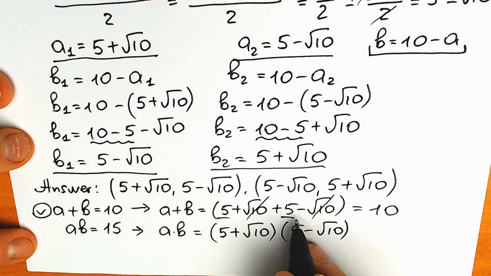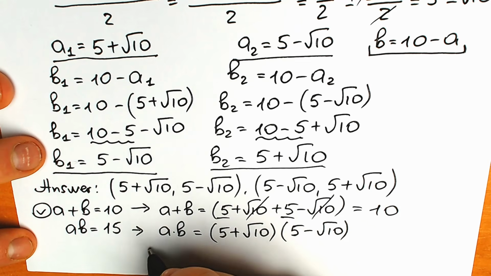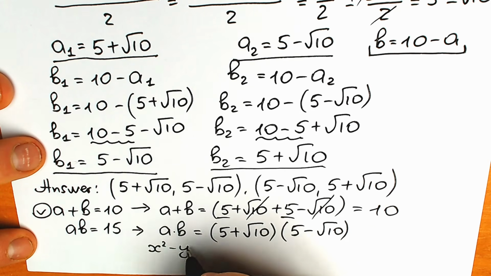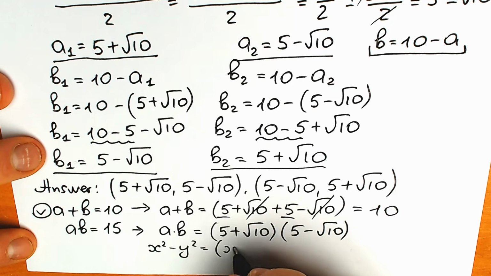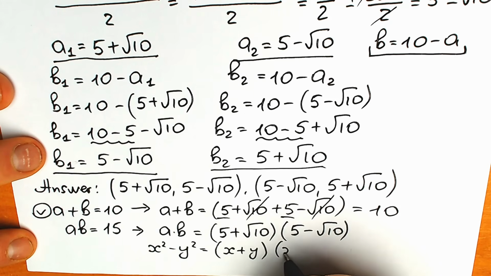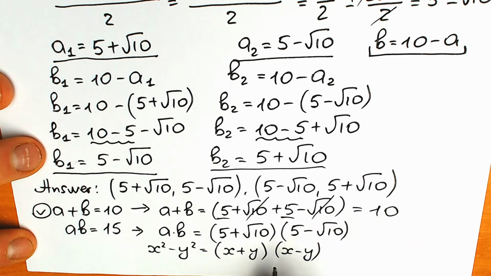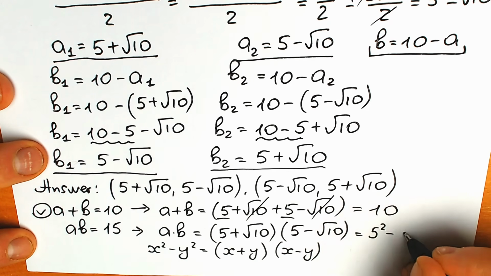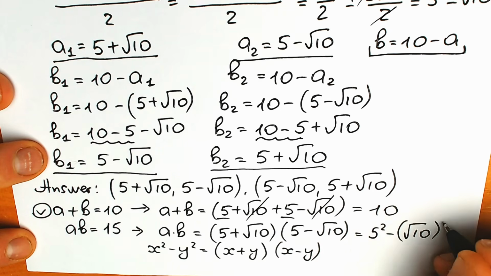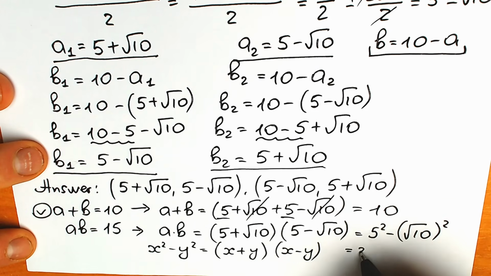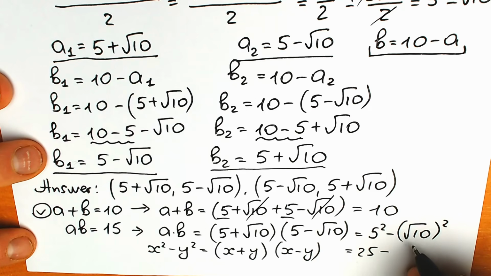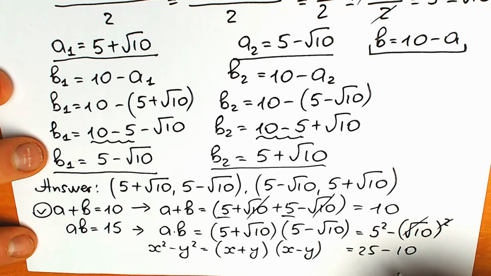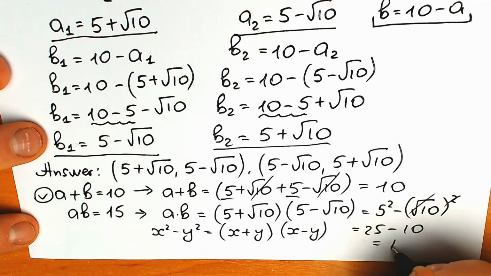So this is the same thing. This is our difference of two squares: x squared minus y squared is equal to x plus y times x minus y. So we can consider it as a difference of squares because we have exactly that case. So we have 5 squared minus square root of 10 to the power 2. 5 squared is 25, minus square root of 10 squared, which is 10. So 25 minus 10 equal to 15.